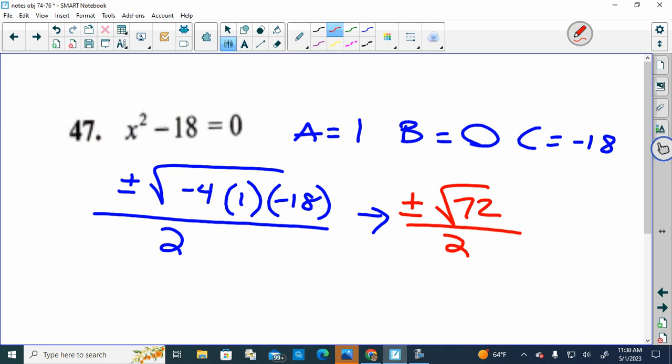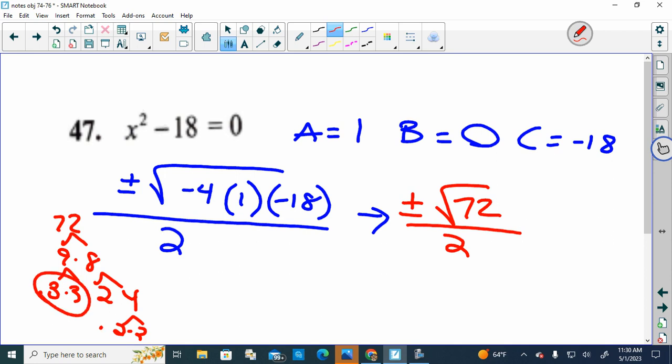Okay, so now we're breaking down 72. So 72, I'm going to go 9 and 8. 9, I'm going to go 3 and 3. 8, I'm going to go 2 and 4. And 2 and 2. So I have a pair of 3s and I have a pair of 2s. Okay, so what am I writing on the outside? 6, because you multiply, right? What was left on the inside? 2. And it's over 2.